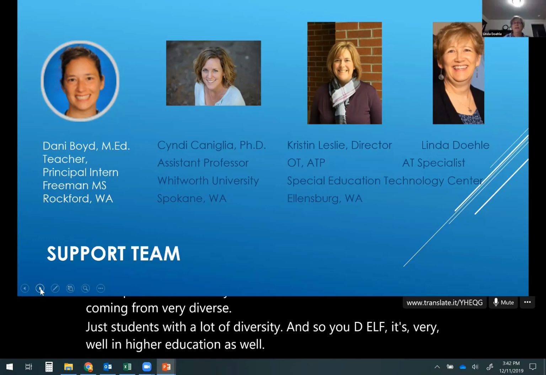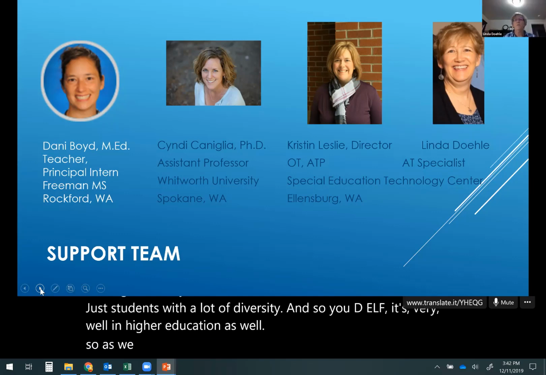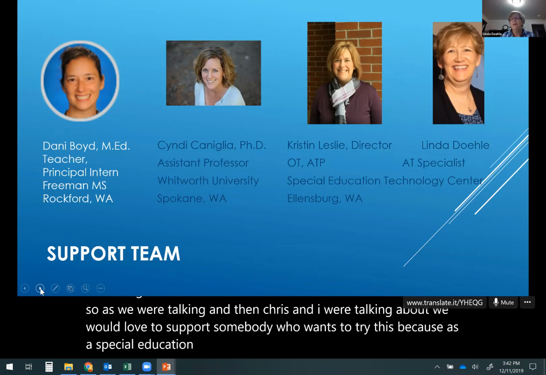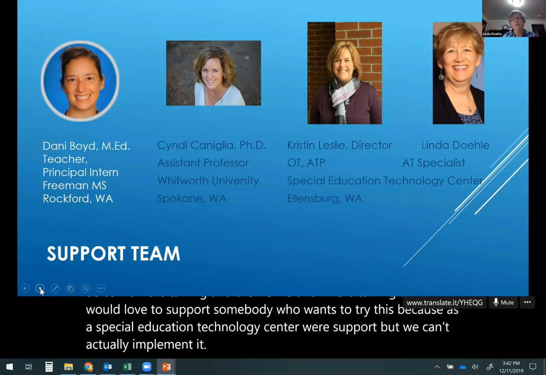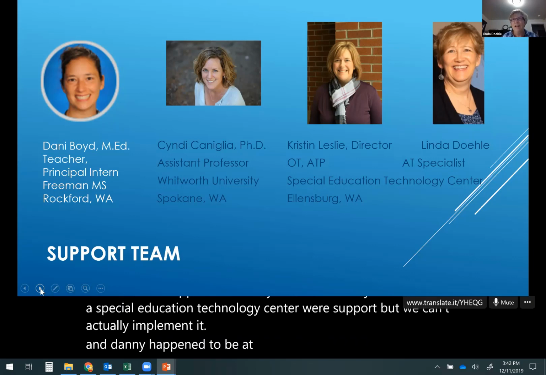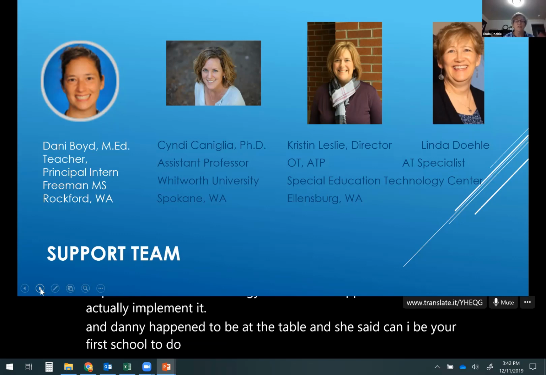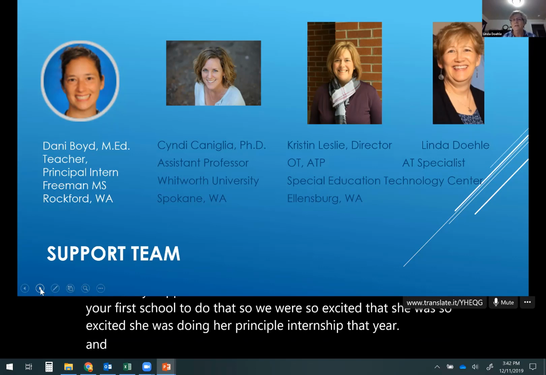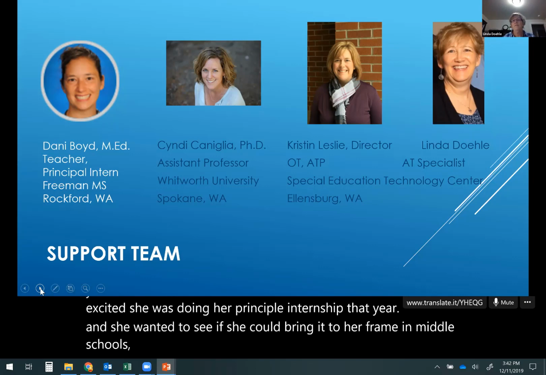So as we were talking, Chris and I were talking about how we would love to support somebody who wants to try this, because as a special education technology center, we're a support, but we can't actually implement it. And Danny happened to be at the table and she said, can I be your first school to do that? We were so excited that she was so excited. She was doing her principal internship that year and she wanted to see if she could bring it to her Freeman Middle School. So we said, we would love to support you.